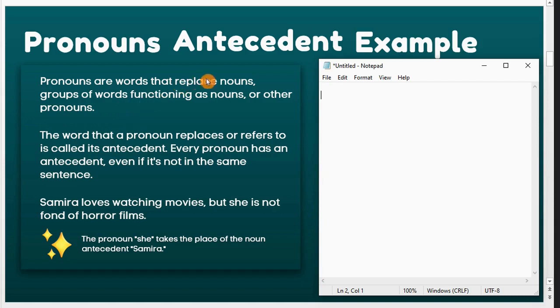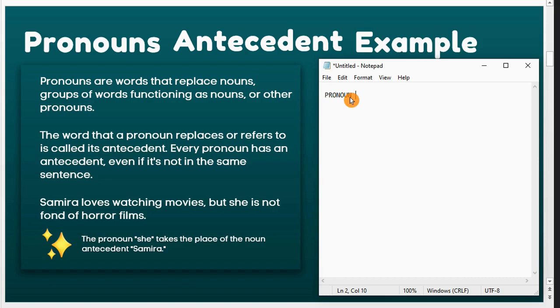So it replaces the noun. We cannot say, Saira is good and Saira wants to do this. We will use a pronoun: if we're talking about some person or any kind of subject, then we use and replace with a pronoun, which gives beauty to the sentences. So the word that a pronoun replaces or refers to is called its antecedent. Every pronoun has an antecedent, even if it's not in the same sentence.